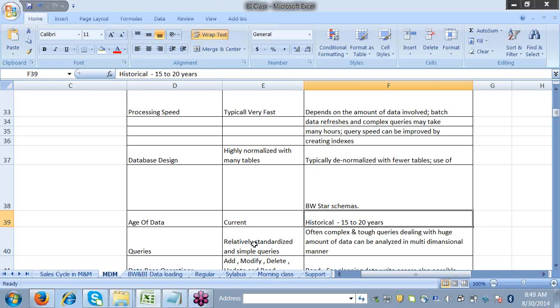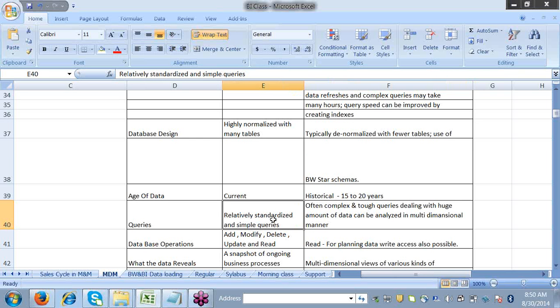Okay, and the queries in the ECC OLTP system are relatively standard and simple. But in the BA system, we can create very complex and tough reports. Queries dealing with huge amounts of data can be analyzed in a multi-dimensional manner. In the OLTP system, as it has a two-dimensional model, we cannot analyze the data in a full-length manner. But here we can analyze the data in a multi-dimensional way.